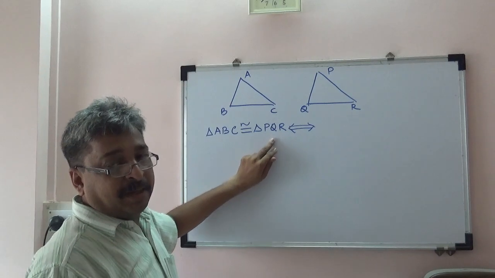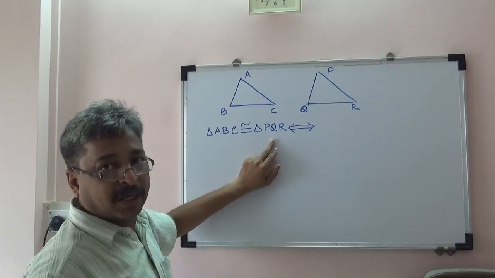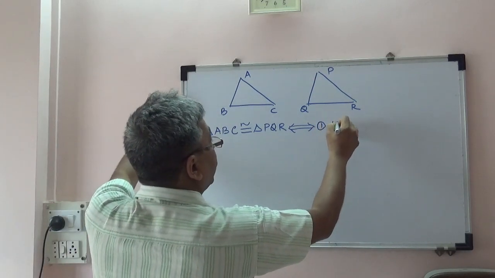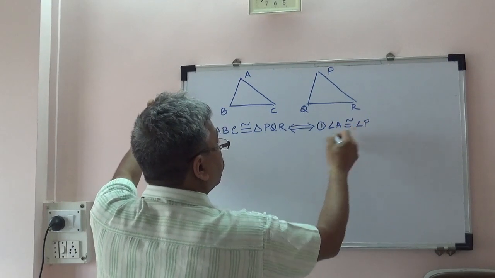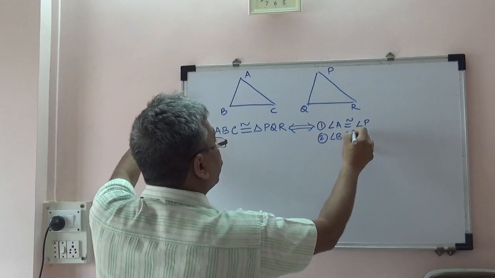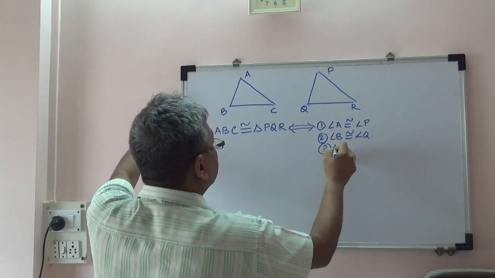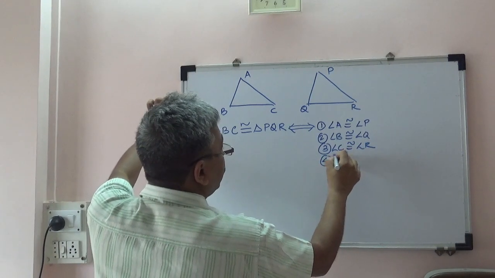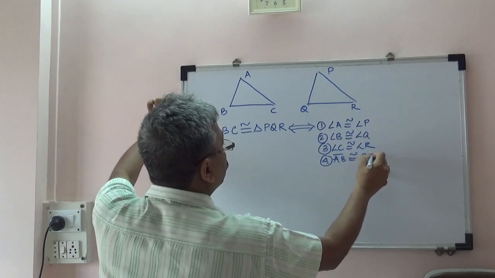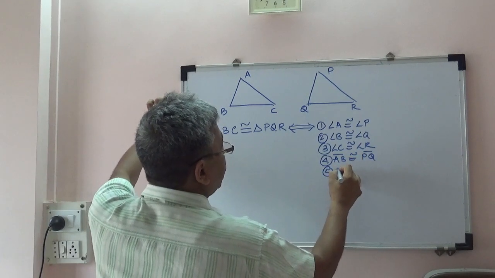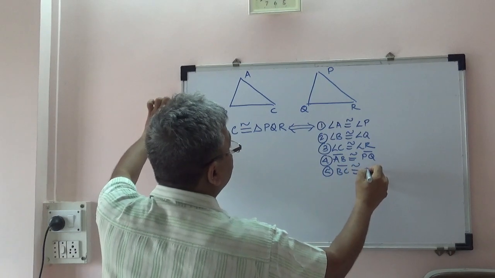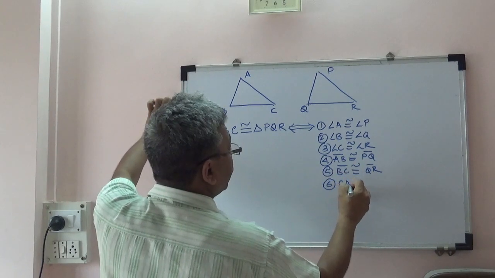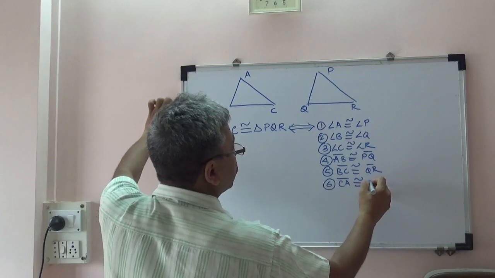Every element of triangle ABC correspondingly should be congruent with the other element of triangle PQR. So 1. Angle A must be congruent to angle P. 2. Angle B must be congruent to angle Q. 3. Angle C must be congruent to angle R. 4. Side AB must be congruent to side PQ. 5. Side BC must be congruent to side QR. And 6. Side CA must be congruent with side RP.